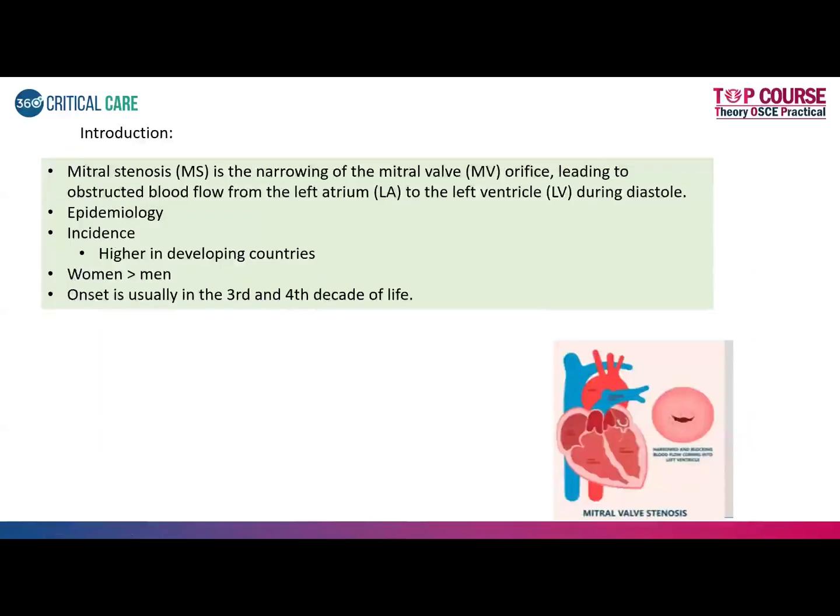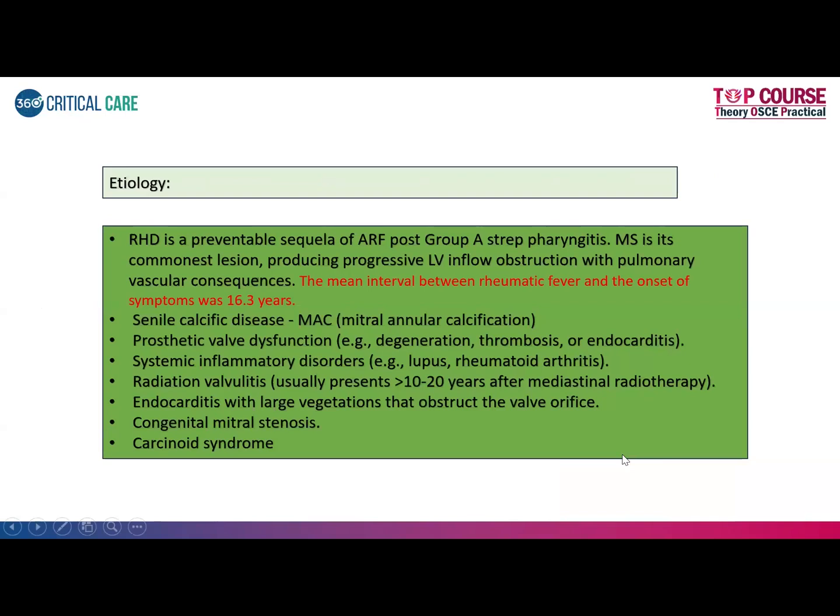Mitral stenosis is the narrowing of the mitral valve orifice, leading to obstructed blood flow from the left atrium to the left ventricle during diastole. It is more present in developing countries, and women are more affected compared to men. Onset is usually in the third and fourth decade of life. So the stenosis will be there of the mitral valve, where there is narrowing and blocking of the blood flow coming into the left ventricle.